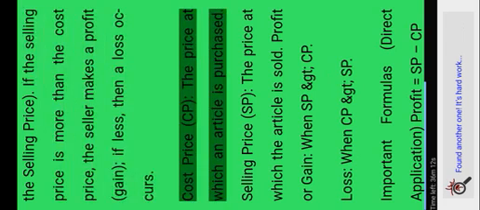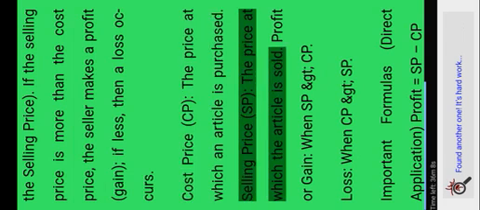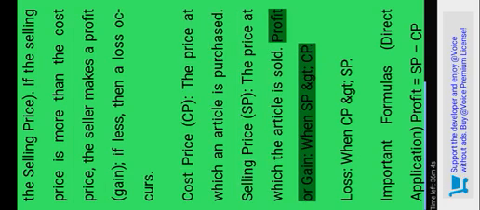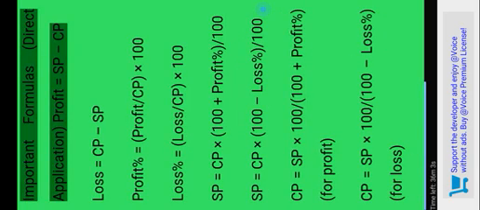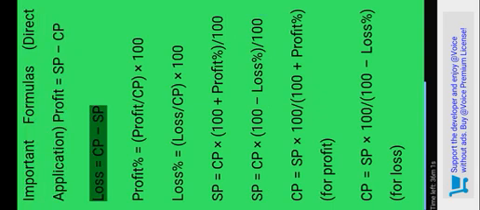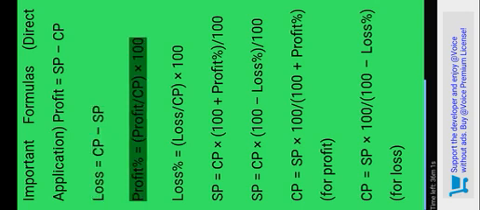Cost price, CP: the price at which an article is purchased. Selling price, SP: the price at which the article is sold. Profit or gain, when SP > CP. Loss, when CP > SP. Important formulas, direct application. Profit equals SP minus CP. Loss equals CP minus SP. Profit percent equals profit divided by CP, times 100.